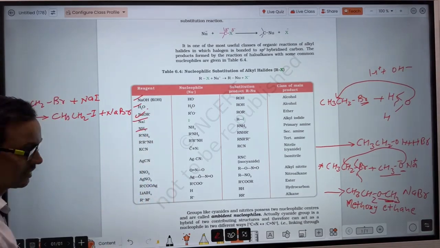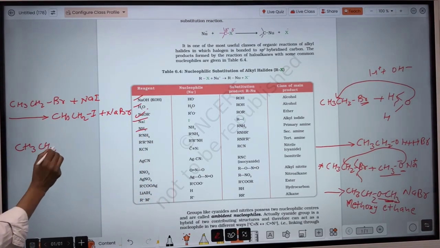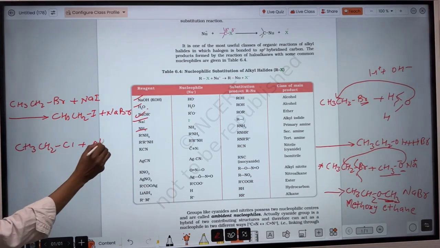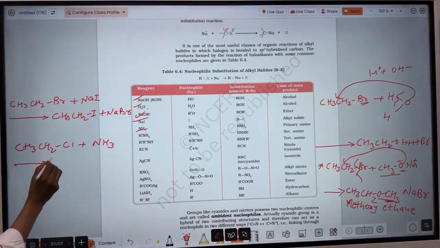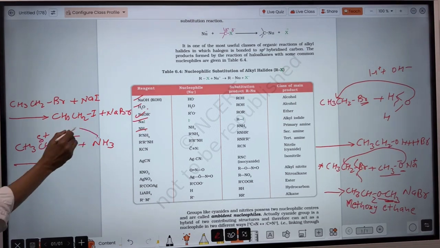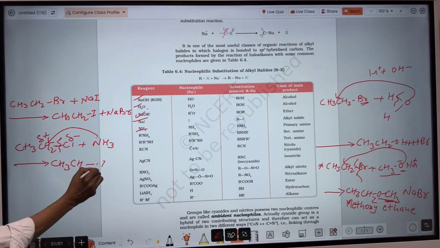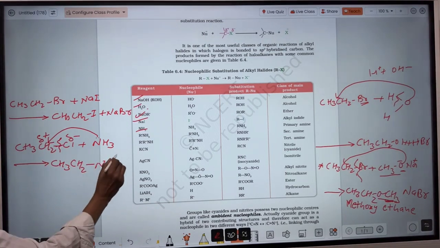This one is completed. Now, reaction with ammonia. Same here. What happened here in ammonia? There is a lone pair of electrons. Here, chlorine has a negative charge. This carbon has a positive charge. So this nitrogen will get attracted toward this carbon, and the bond between this carbon and this chlorine will dissociate. So what will happen here? This one becomes CH3, CH2. Here nitrogen will be there and three hydrogens bonded.